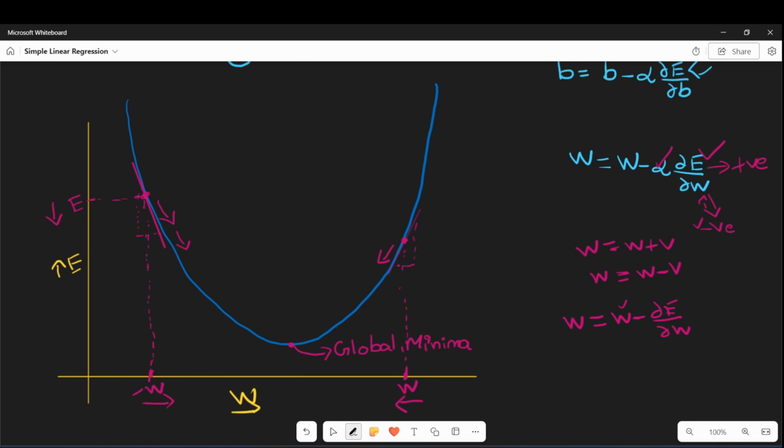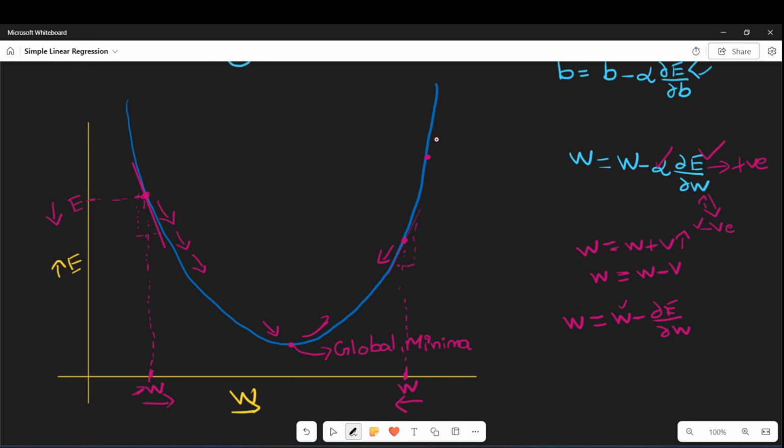So if we are at this point and we calculate the dou E by dou W value at this point, and learning rate is not included in the equation, we will certainly know that we need to move towards the right. But since dou E by dou W value is large, we will end up adding a very large value to the W. So it does move towards the right, reaches the global minima, and it doesn't stop there. It overshoots and goes beyond this global minima point, and let's say it reaches somewhere around here.